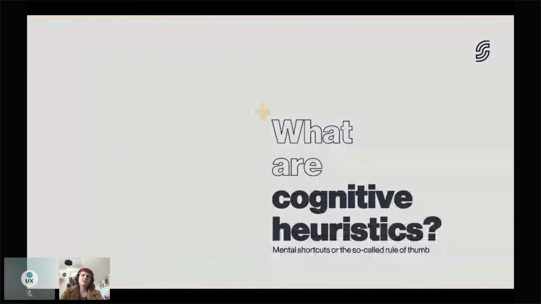Okay, so I wanted to go with 3 examples to explain what I'm talking about, but let me quickly go through some of the theory as well. What are cognitive heuristics? They are mental shortcuts, or the so-called rule of thumb. So think about, don't judge a book by its cover. That's a mental heuristic. And it's actually kind of the opposite of what I'm also saying. It's like, don't judge your heuristics by the cover. You should go a little bit deeper.